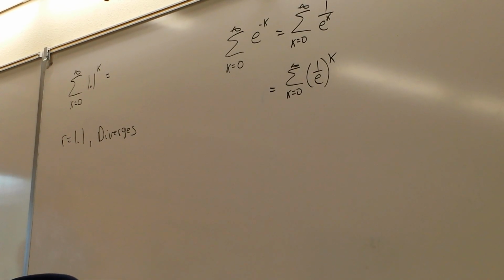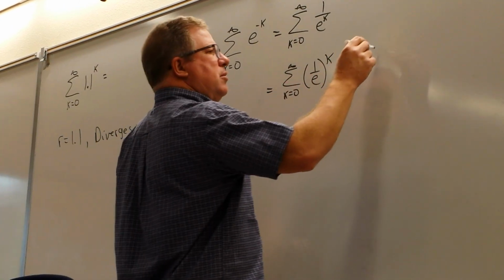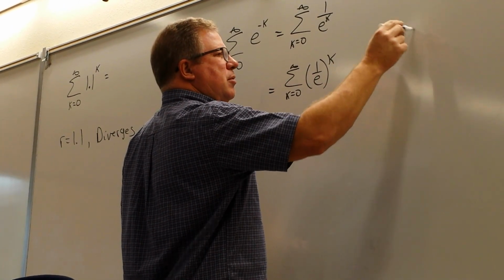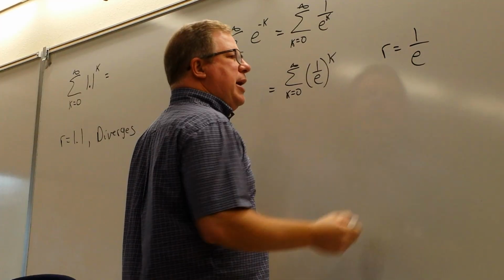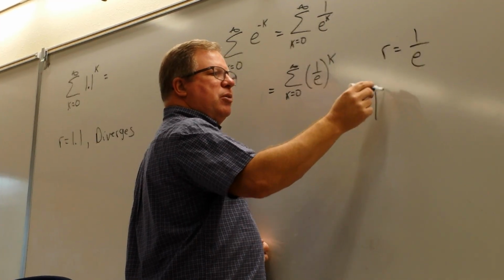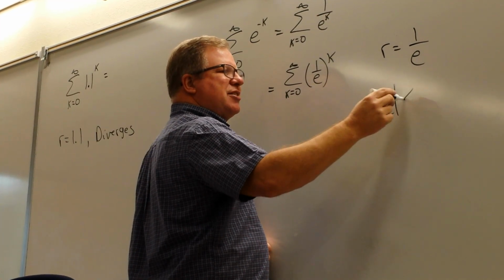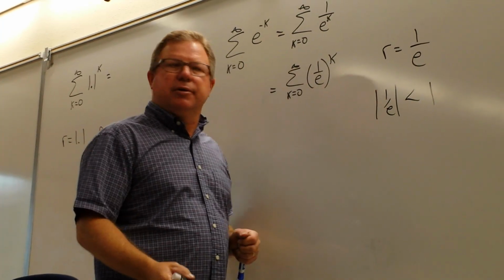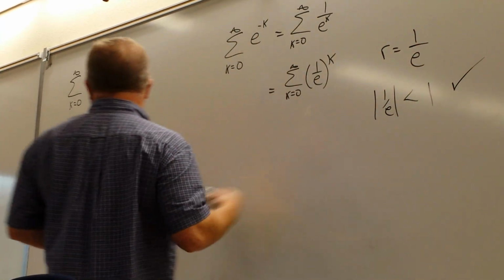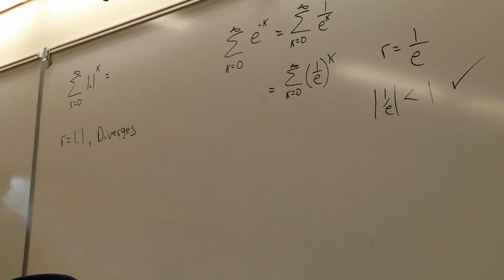Now, tell me what R is. R is 1 over e. And the absolute value of 1 over e, is that less than 1? Yes. So this condition is satisfied, meaning we can use this formula. If that's not satisfied, you can't use it. Now we can.